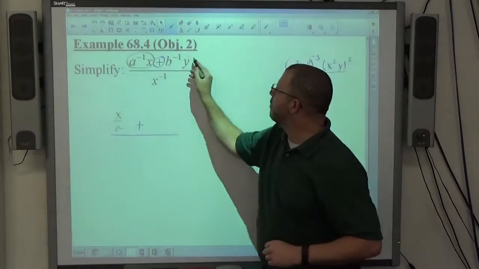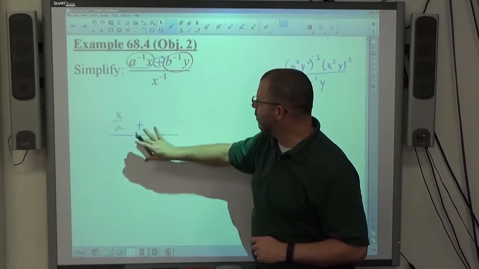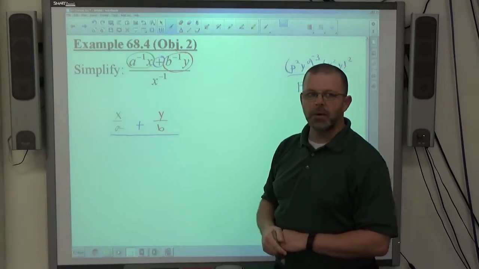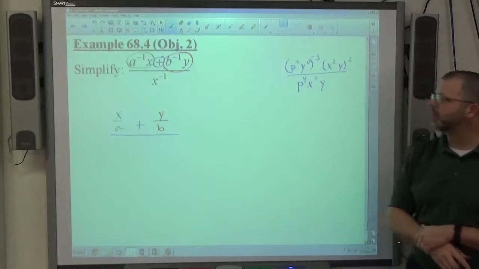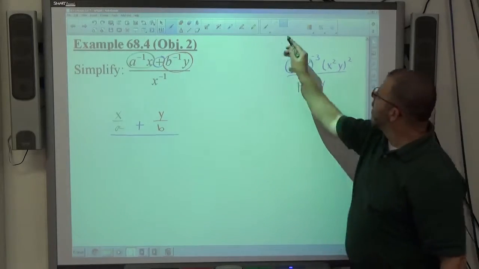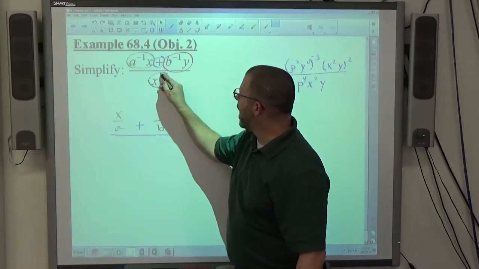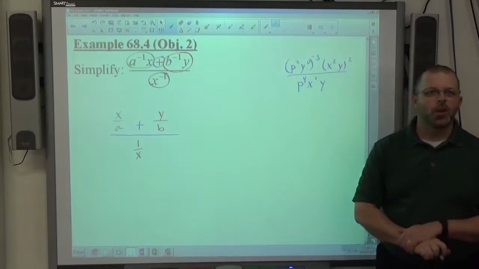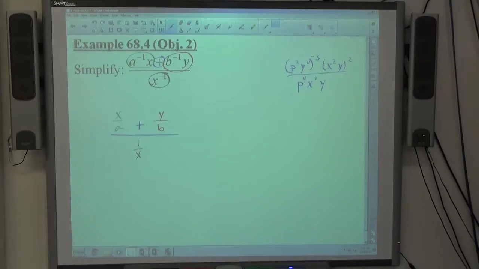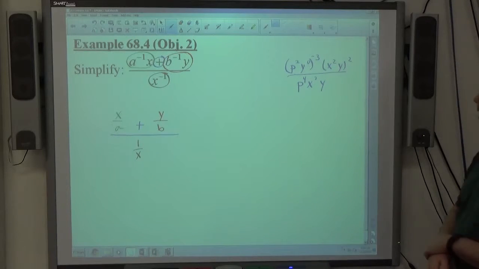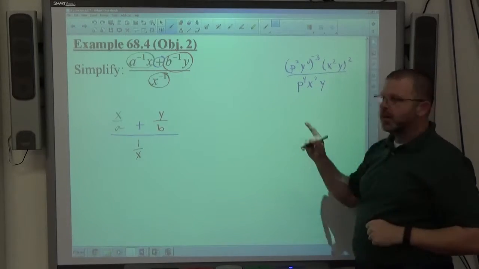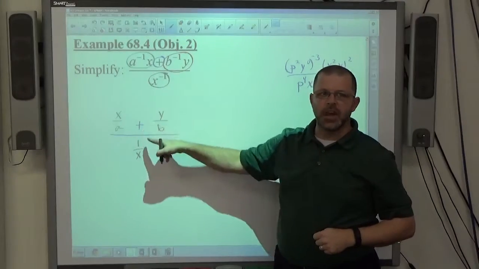The same thing here. I got b to the negative 1y. I want to put that up here. Y is a positive power, b is a negative power. So y over b is the same as b to the negative 1y. And then on the bottom I've got x to the negative first power, which is 1 over x to the first power on the bottom. Create fractions in their locations when you get pluses and minuses in these situations. Again, if it's all multiplication, it's what we've been doing forever, it seems like. Once you put a plus or minus there, it makes it this kind of a problem.